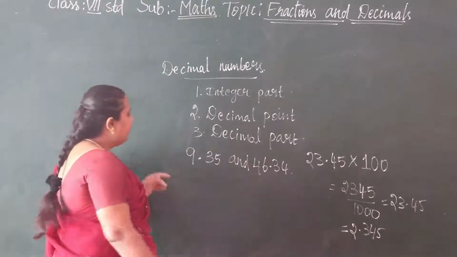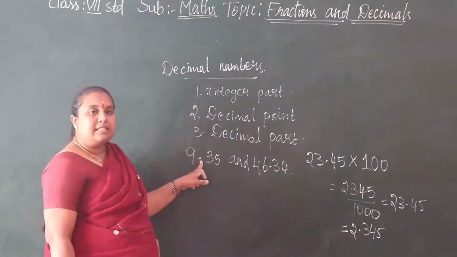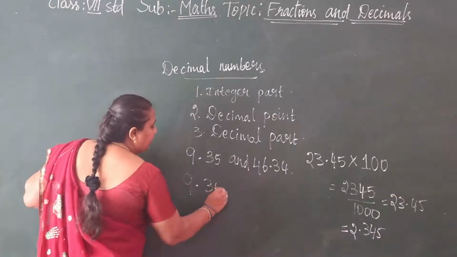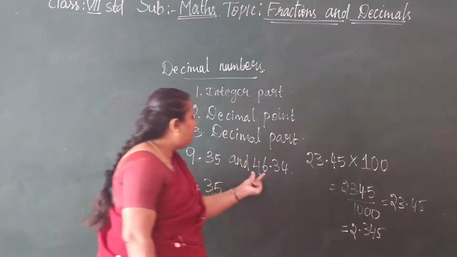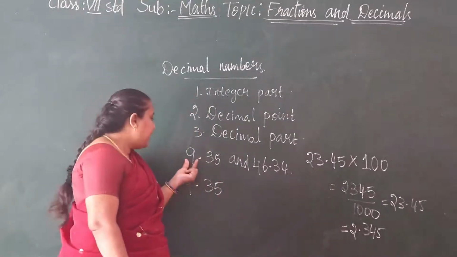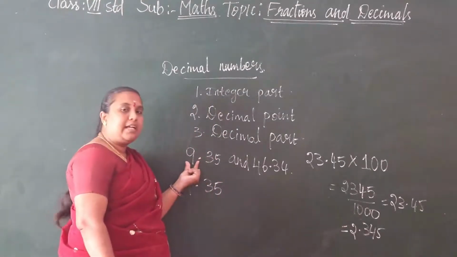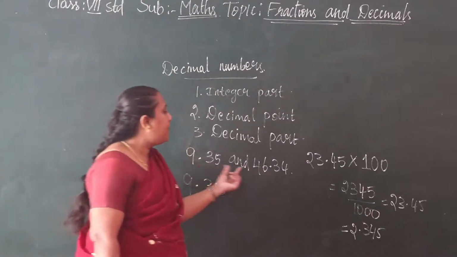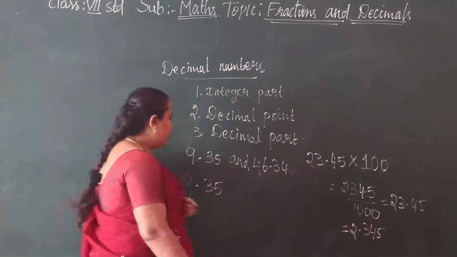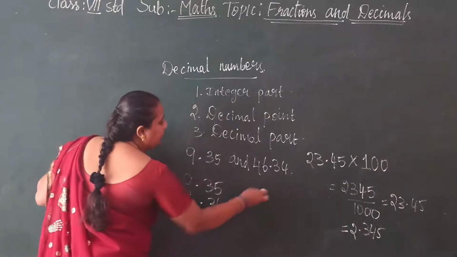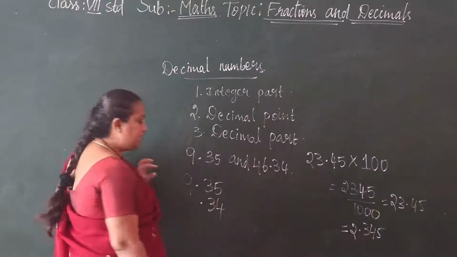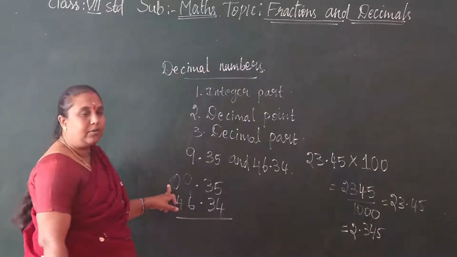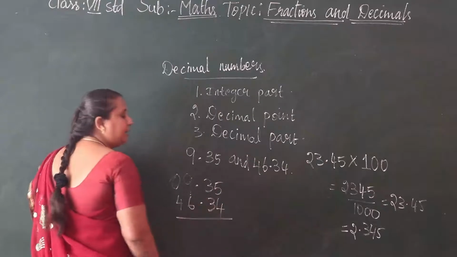How to write? See, 9.35, and we have to write 46.34. Here 9 is the integer part and 35 is the decimal part. The decimal part of the other number is 34, so 0.34, and the integer part is 46. So you write 46, and here you write 0. Now you can add the same as normal addition.